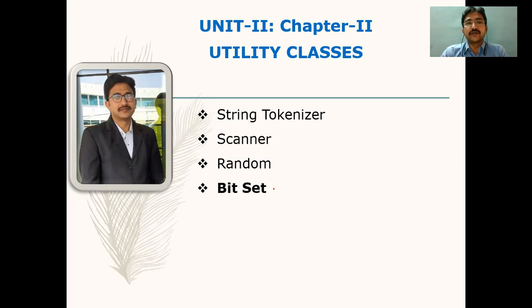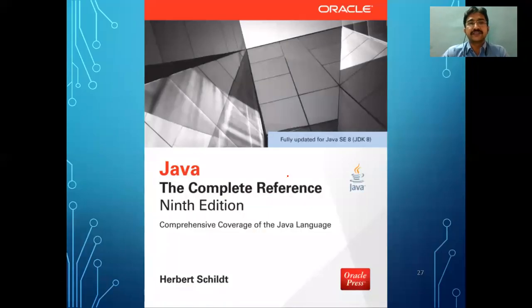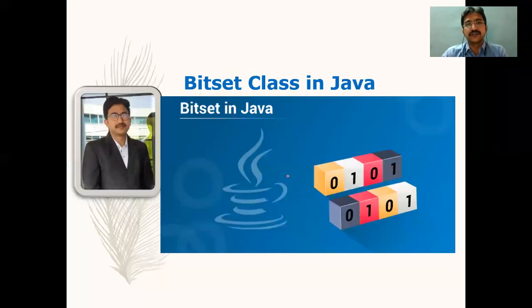Now we are going to start over here. The next topic, Bitset. It's a very interesting topic. We are following the same book and also some other resources. And Bitset here, bit means what? It's a 0, 1. By default, it is showing.